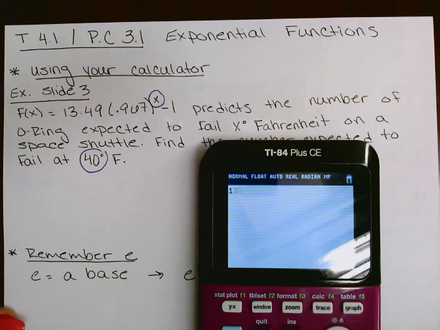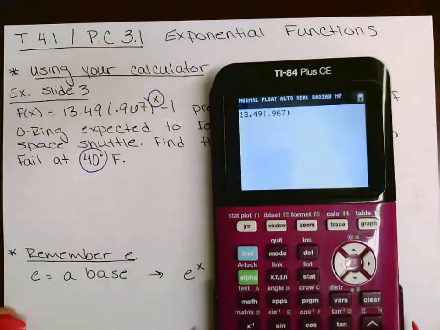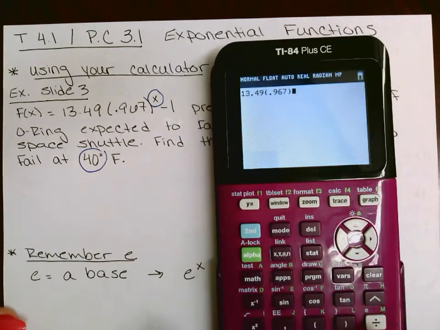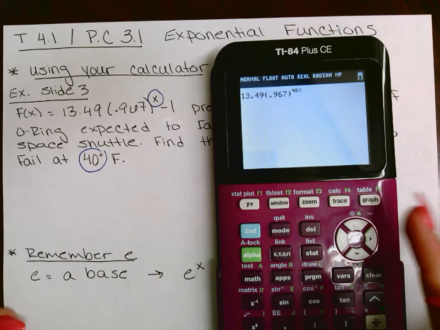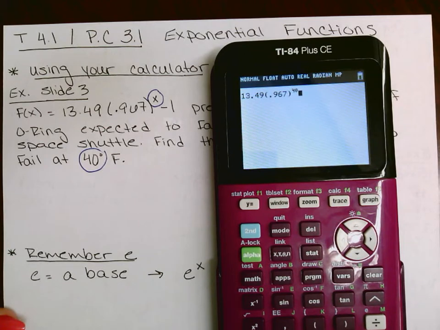We should be putting 13.49. Open your parentheses. And then 0.967. Close your parentheses. Put that little TP button, which is underneath the clear button right here above your division. And it should jump you up to the top. Plug in your 40. If you want to get out of your exponent, you have to press the right arrow. And now you're back to your normal font, -1.